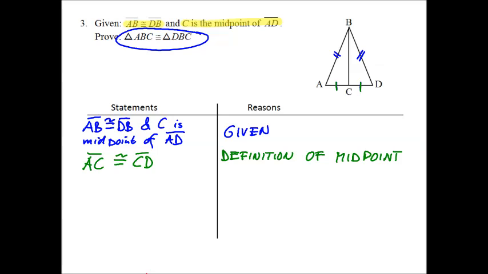What else do we have in our picture that we can figure out? And yet again, the reflexive property helps us out. We have segment BC that's part of both triangles. Segment BC has to be congruent to itself. Segment BC is congruent to segment BC, and that is based on the reflexive property.